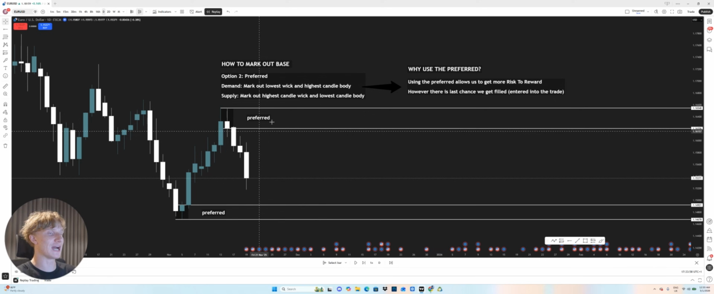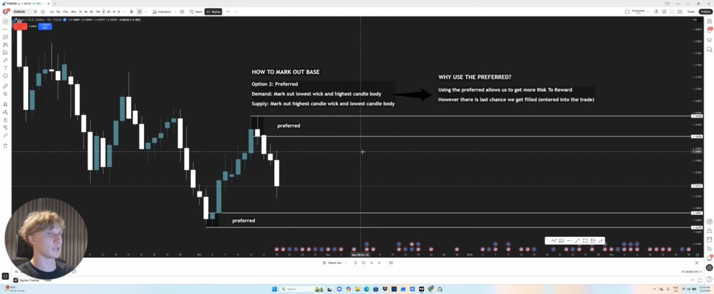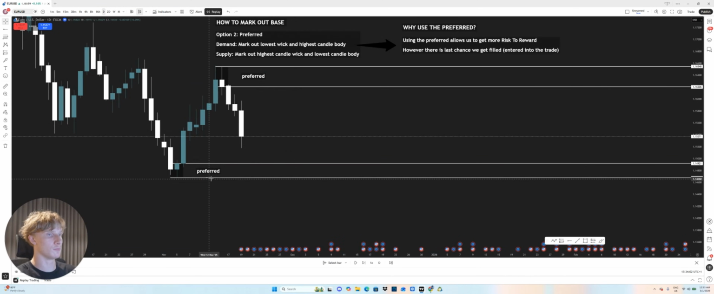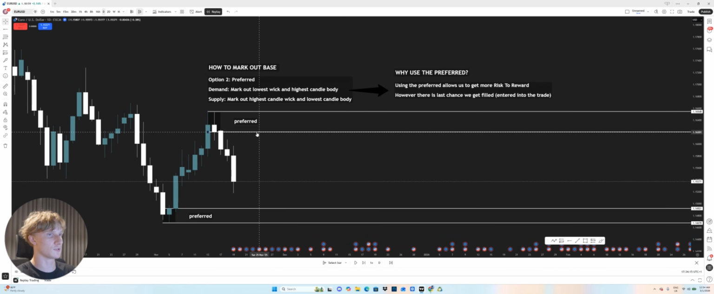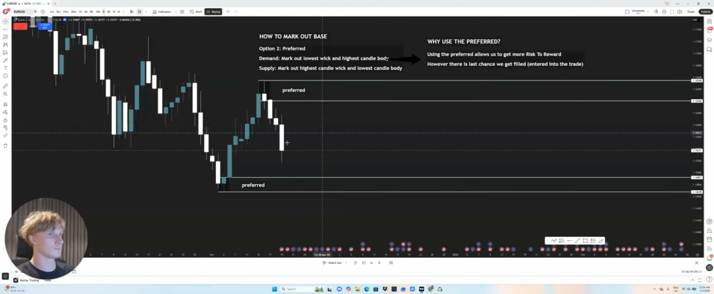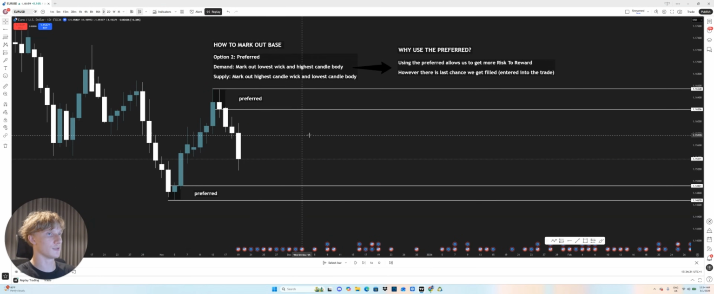Now, moving over to supply, the preferred version, once again, it's just flipped. The bottom line becomes the top line, and we are going to be marking out the highest point that price reached, to the highest wick, okay, within the base, within the indecisive candles. But instead, we are going to be marking out the lowest candle body, okay? Really, really simple. You can go ahead and take a screenshot of this.